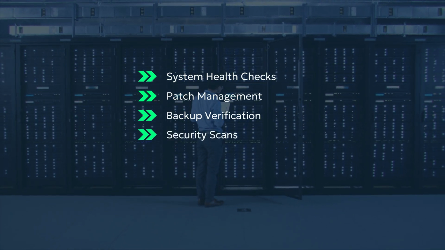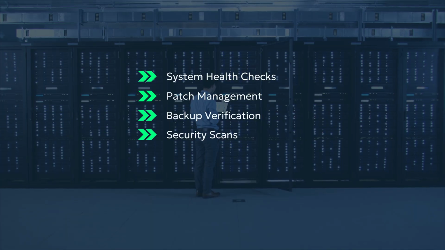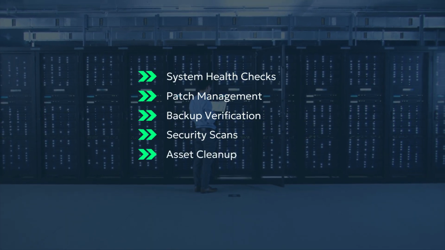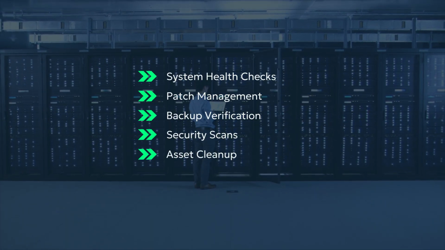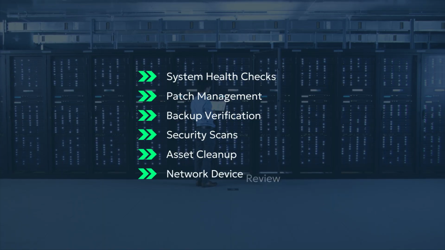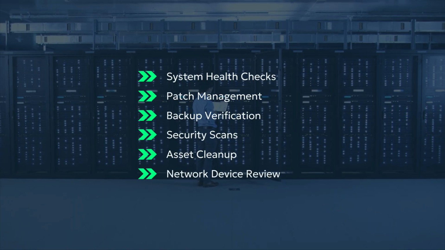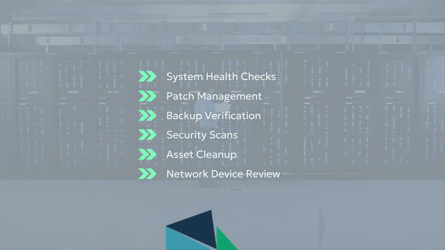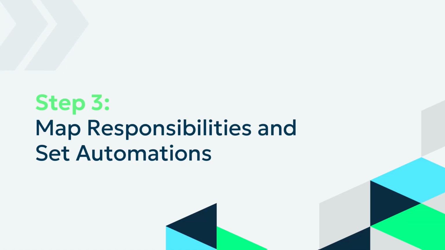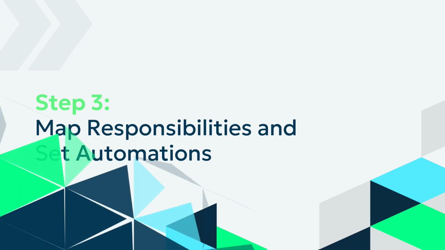Run EDR/AV scans and check for vulnerabilities. Remove temporary files, browser clutter, and unused agents. Check switch and router health, including firmware status. Step 3. Map responsibilities and set automations.